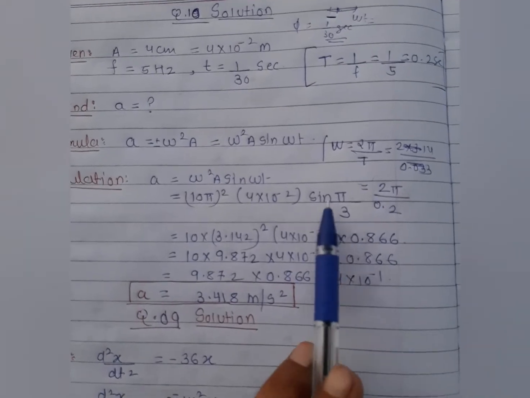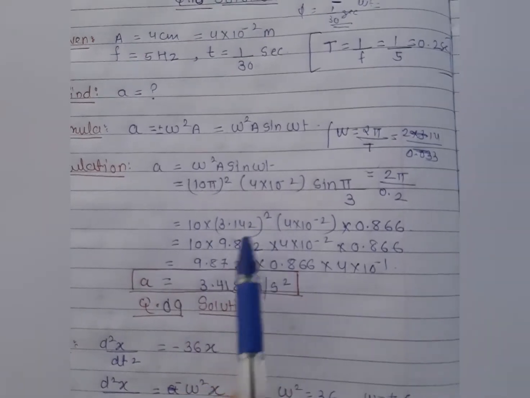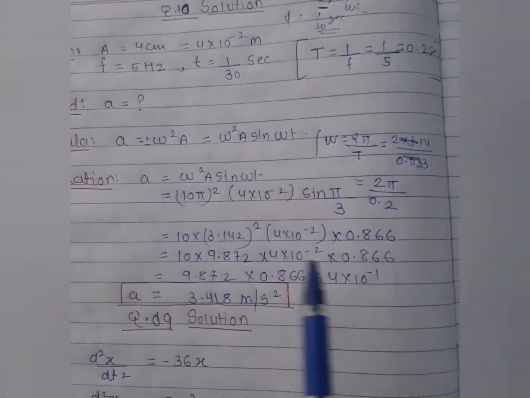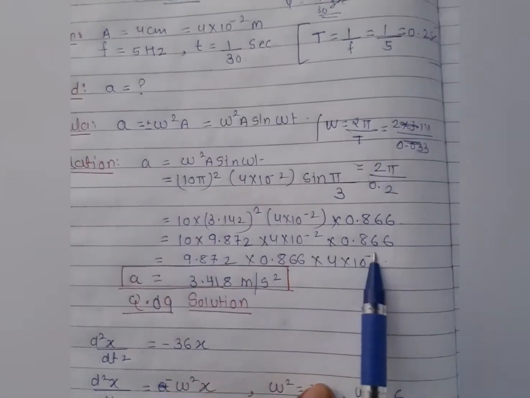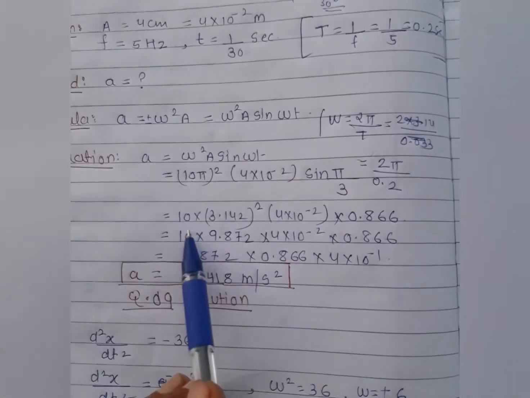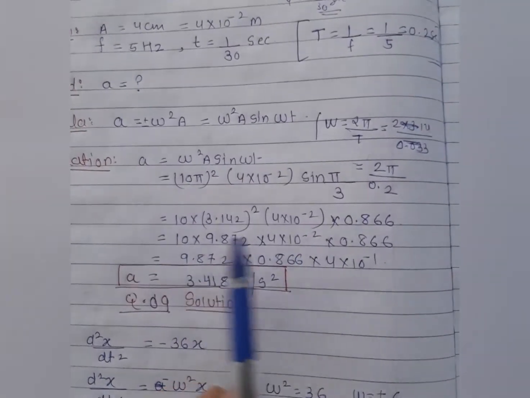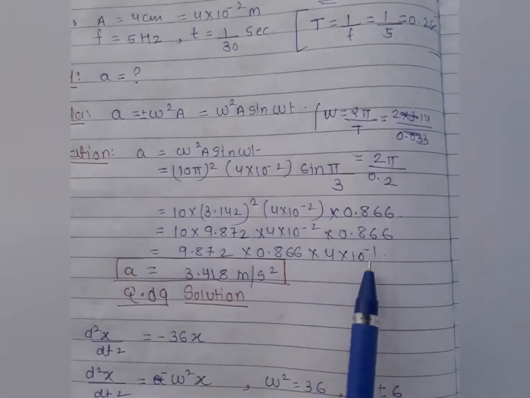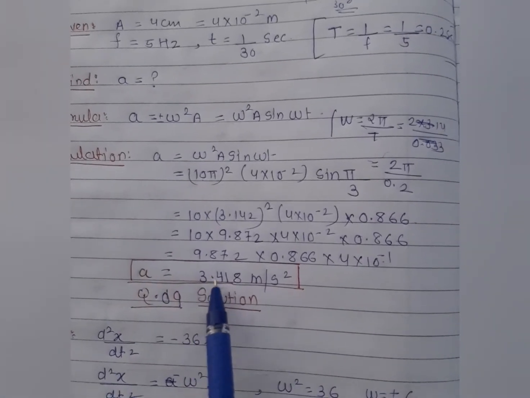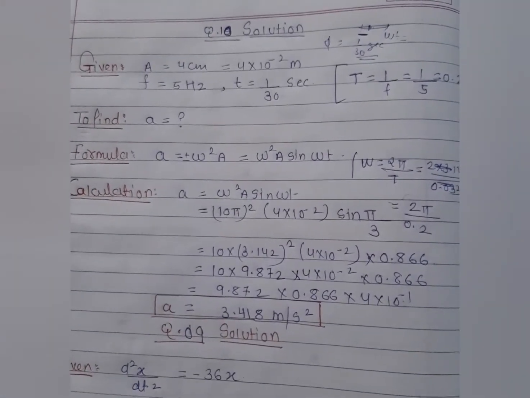So when we are taking sin pi by 3, the value is 0.86, and pi is 3.142 square. When we take the square of this, 9.782, here we are getting this condition as it is. When we are multiplying this term, 9.782 as it is, 0.86 as it is, 4 as it is, and here we are taking 10 to the plus 1 and 10 to the minus 2. So when we are taking the power of these two terms, here we are getting 4 into 10 raised to minus 1, and when we are multiplying all terms, the acceleration is 3.418 meter per second square. So here we are getting this condition, students, when we solve question number 10.